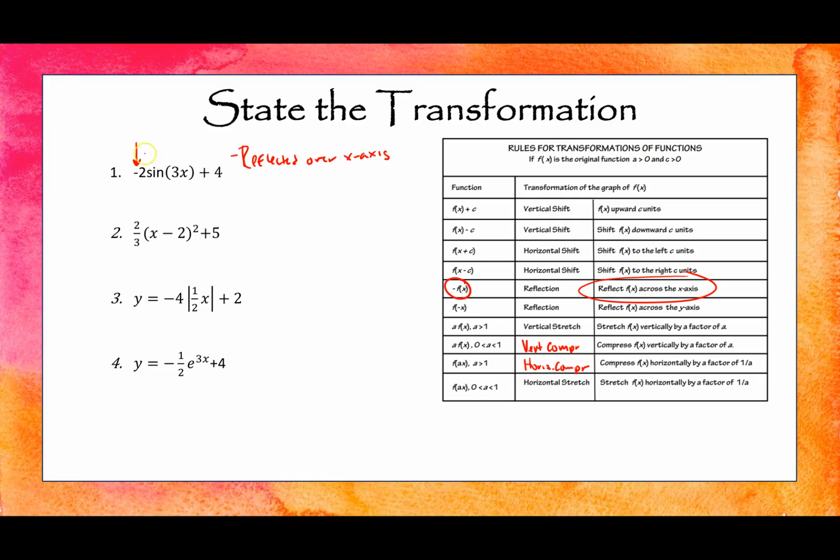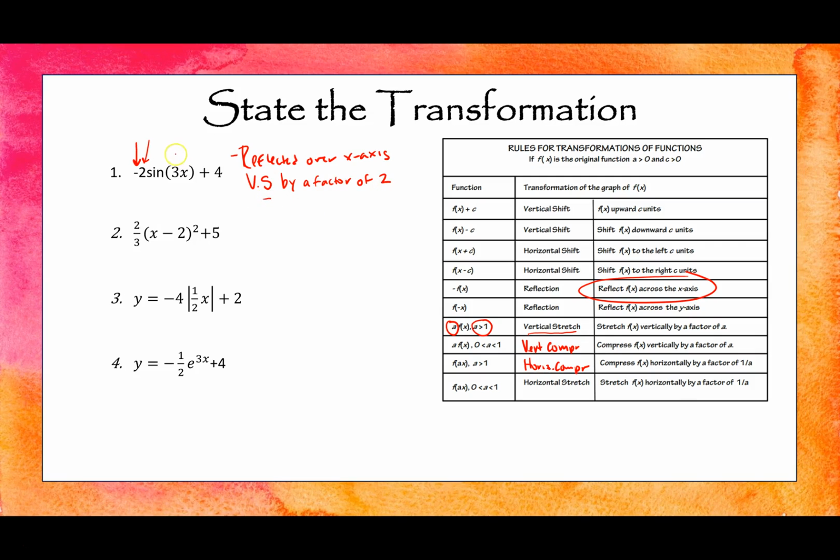Okay, in addition, I would now go to the 2. And the 2 is on the outside, so that's going to be this example right here where a is greater than 1. So this is going to be a vertical stretch. So VS is fine. And it's going to be by a factor of 2. Because remember, whenever we call it a stretch, we should have a number that's greater than 1.